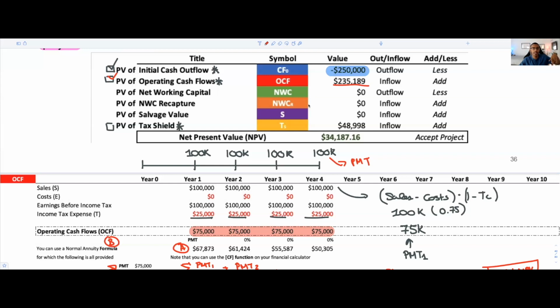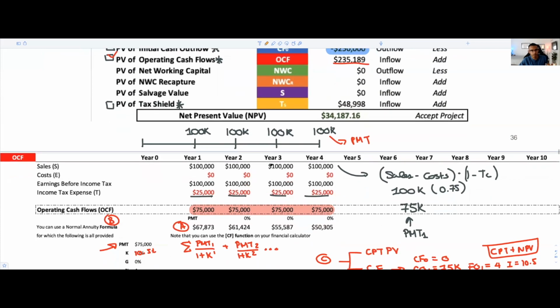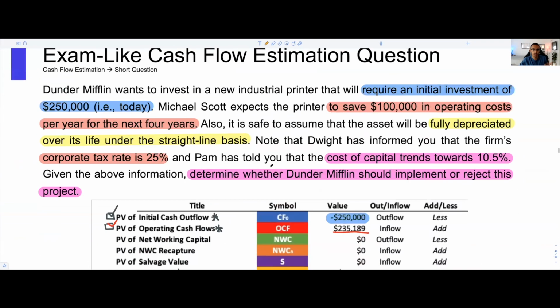We can move on to the tax shield. So I'm gonna use my yellow here. So the tax shield. How do we go about the tax shield? Well, let's read the question real quick once again. In this case, they're telling you that this entire asset, this entire project or printer, is going to be fully depreciated over its life. And what does that mean for you?